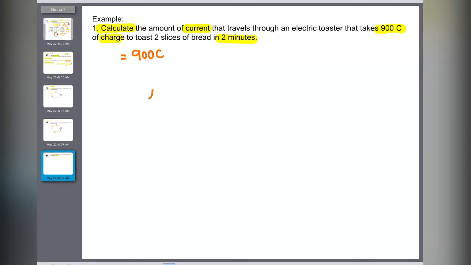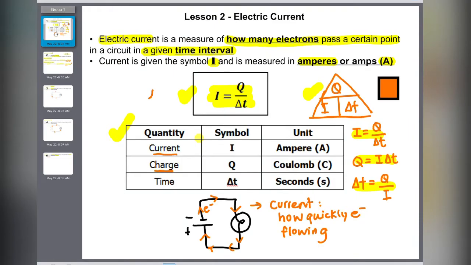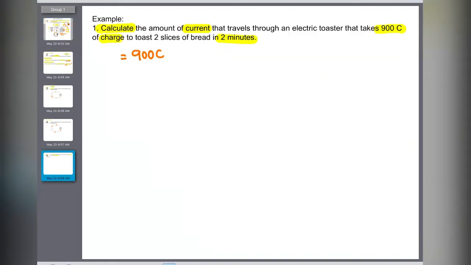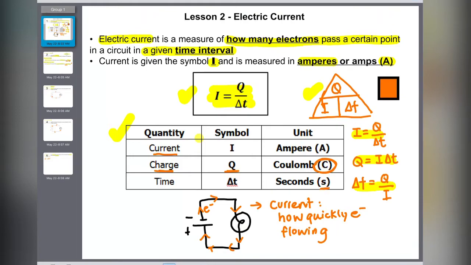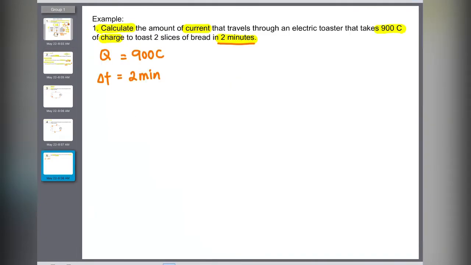Okay, that's why it's helpful to have the chart. When I see something measured in coulombs, it means the symbol is Q. So I know that in the question they gave me Q. And then they also give me 2 minutes. That is my time. But I don't use 2 in the equation because you have to always come back and check what the SI unit for time is. They want it in seconds.